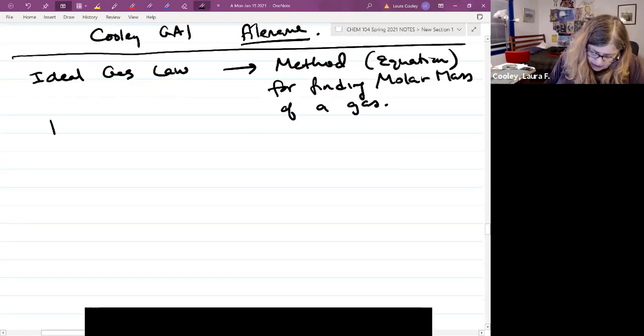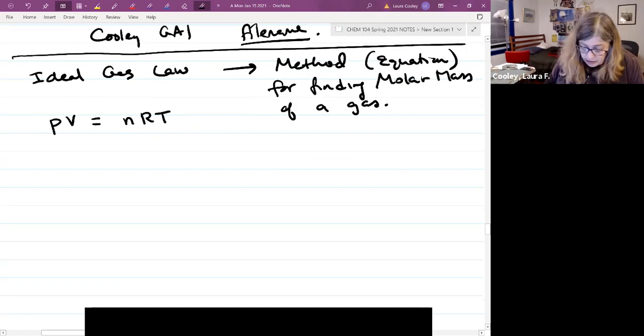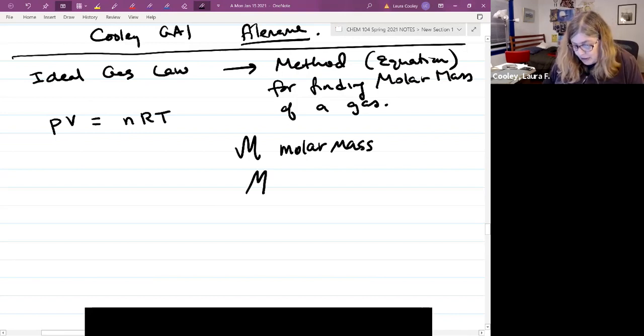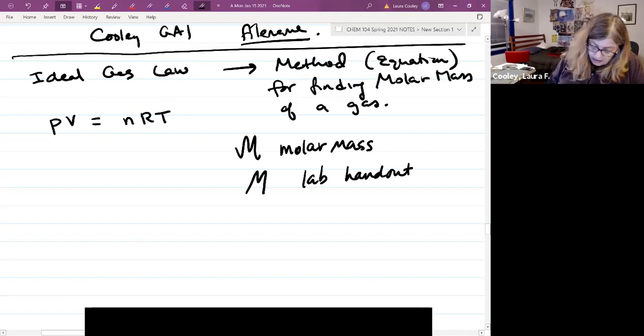And the way that works is that you have the ideal gas law, but if you realize, okay, so molar mass is not in this equation. So how am I going to put molar mass in this equation? And by the way, I usually use this symbol, the script M, for molar mass, although it's a capital italicized M in the lab handout, because I didn't want to go crazy with fonts and stuff.